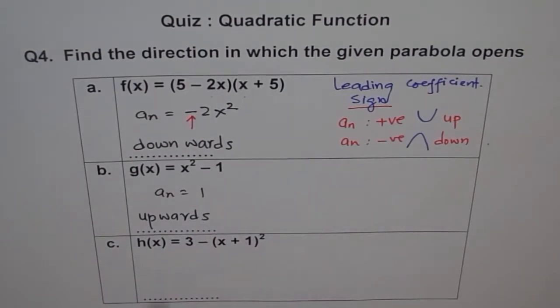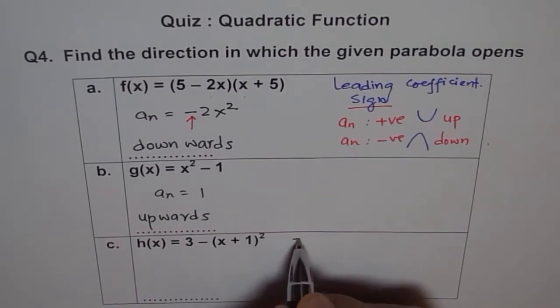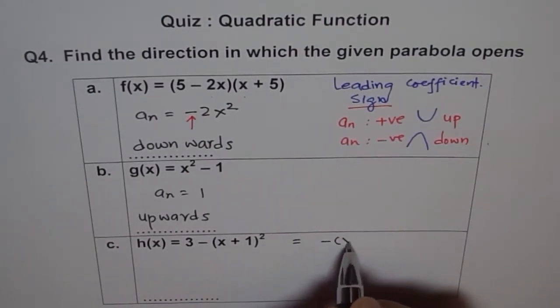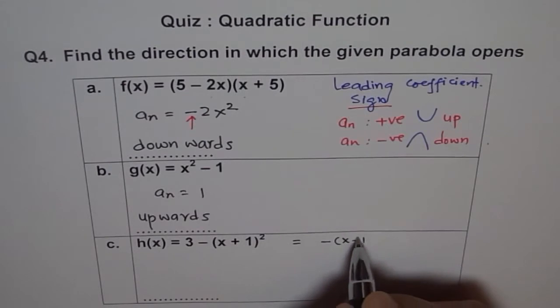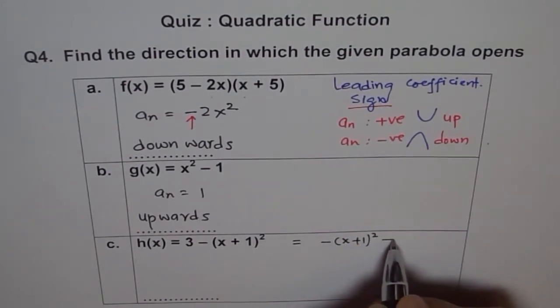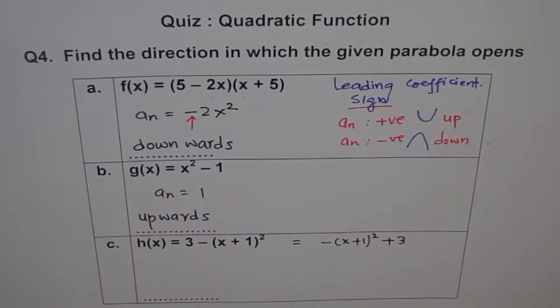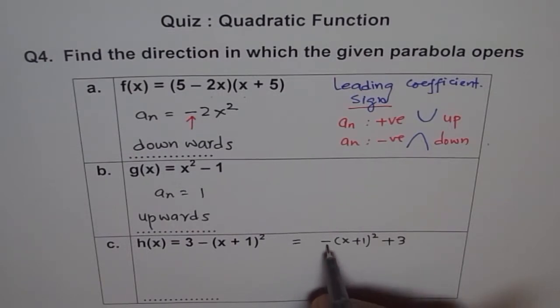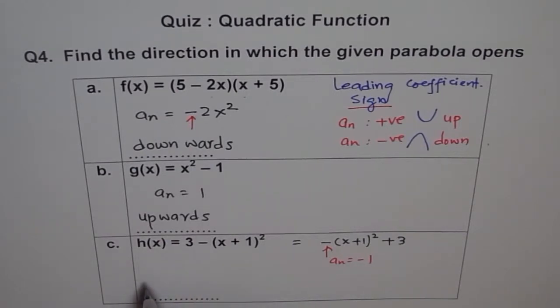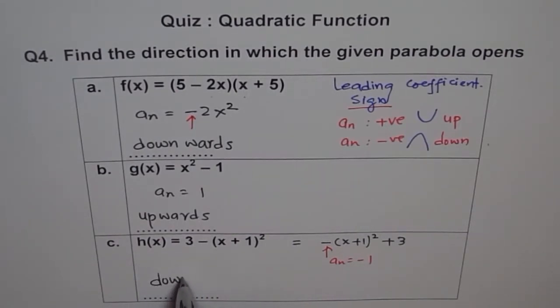How about this one? Here we are given the vertex form, and that is minus here. Normally, you would like to see this equation written as minus of (x plus 1) whole square plus 3, right? That negative means the leading coefficient a n is negative. Do you see that? a n equals minus 1. And since a n is negative, it will open downwards, correct?